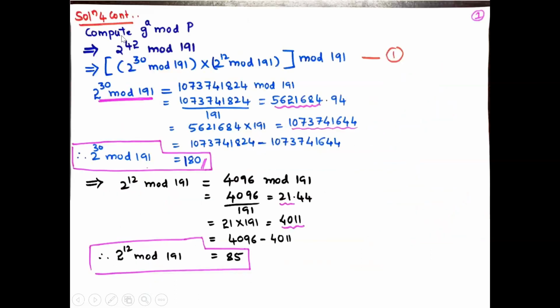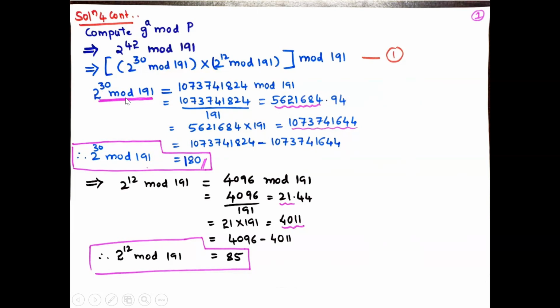How to compute G raised to A mod P, that is 2 raised to 42 mod 191. This is the bigger value, so you will not get it in a single shot in a calculator. So defactorize it. 2 raised to 42 mod 191 can be rewritten as 2 raised to 30 mod 191 into 2 raised to 12 mod 191, whole mod 191. First calculate the value of 2 raised to 30 mod 191 separately.